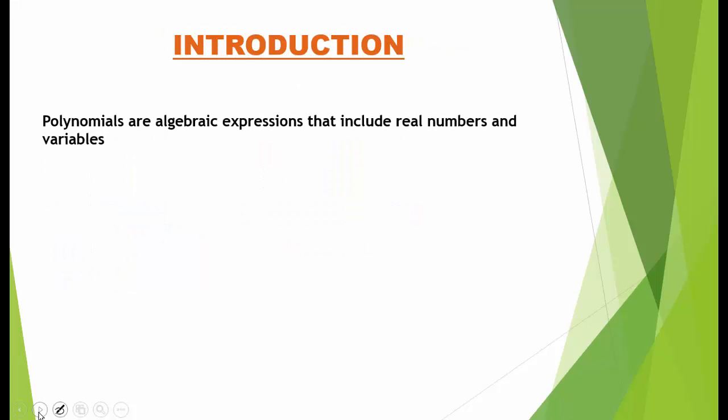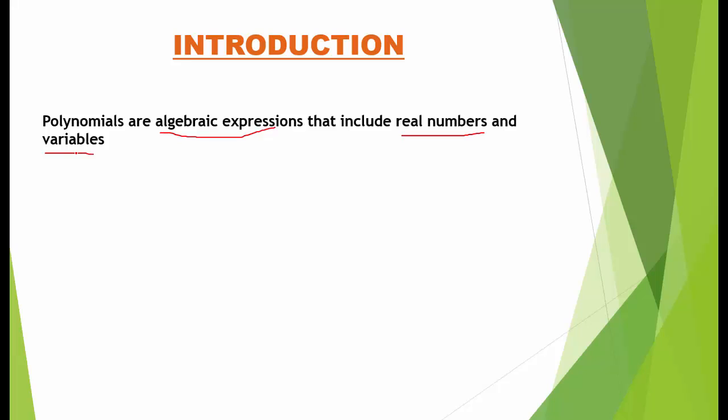Polynomials are the algebraic expressions that include real numbers and variables. Now, here we are discussing three terms. First is algebraic expression, second is real number, and third is variables. Algebraic expression means the term which we use in algebra. We have three kinds of math: geometry, arithmetic, algebra. In algebra we discuss variables like x, y, z.